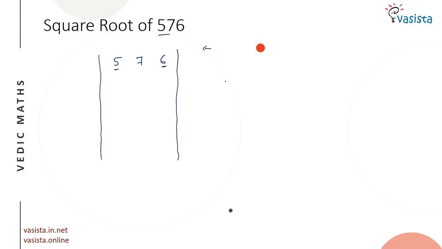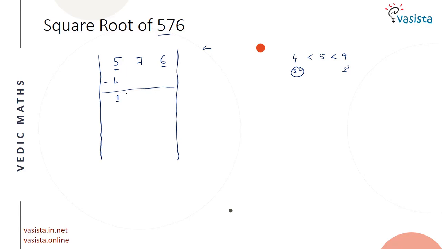What we need to do is subtract the greatest possible square from the last odd place. This is the last odd place from the right side. Now 5 lies between 4 and 9, which are 2 square and 3 square. So we subtract 2 square, which is 4. I'll write down the 4 here and subtract it. I'm going to get 1.